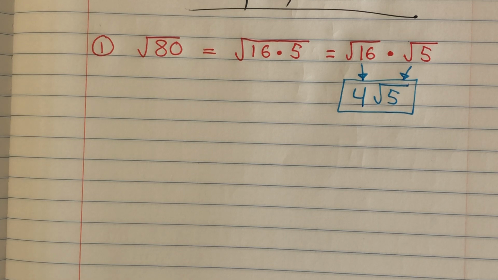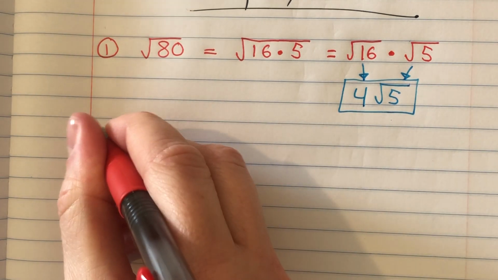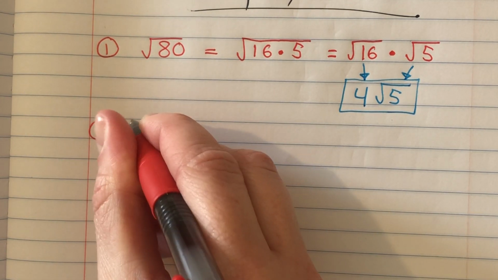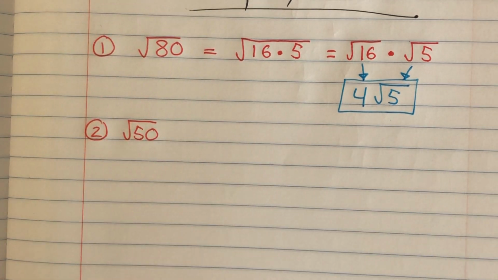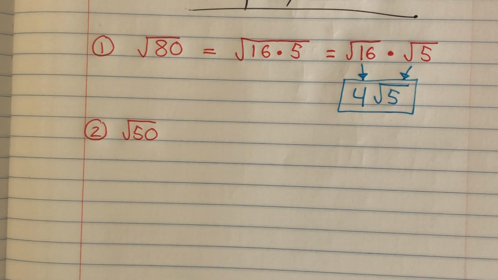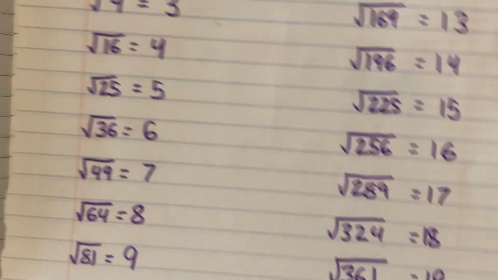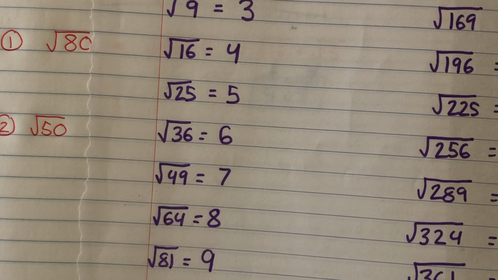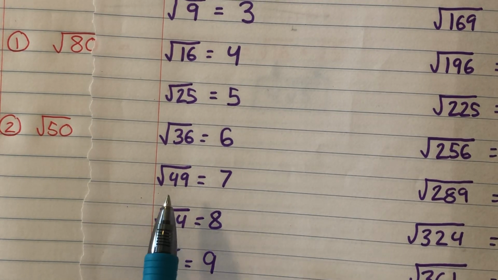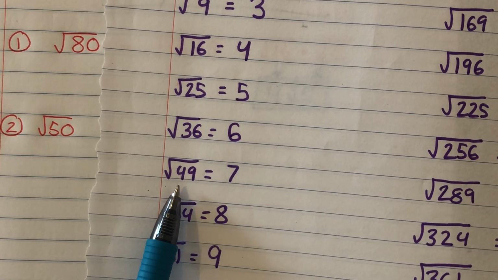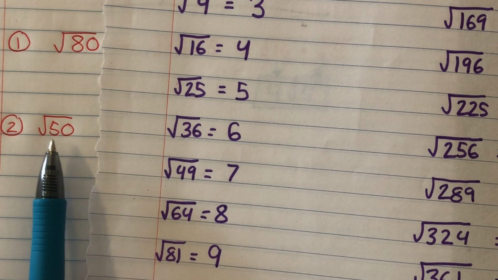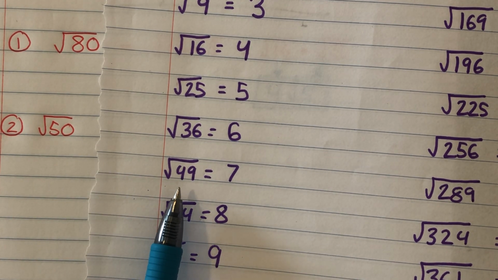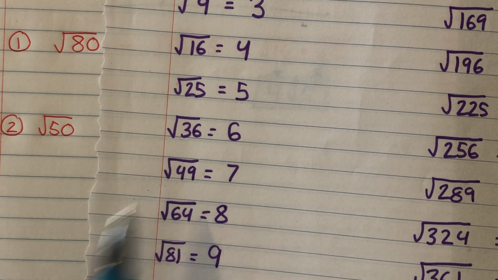So let's do another example. Let's look at number 2. Number 2 says, simplify the square root of 50. Our first step is to identify a perfect square that it is divisible by. Well, we've got the square root of 50. 50 divided by 49 is going to give us a decimal, not a whole number, so it's not divisible by that.